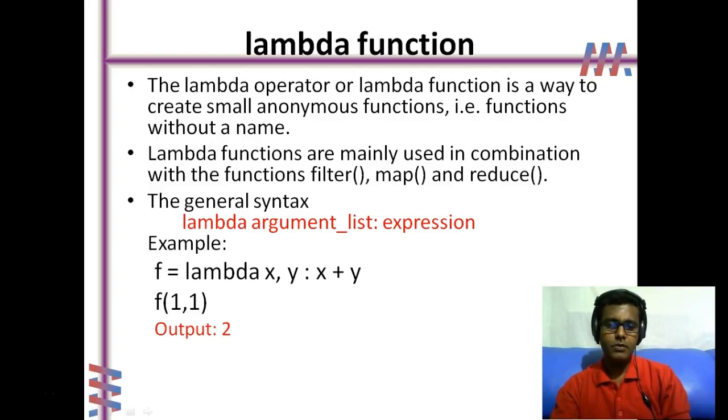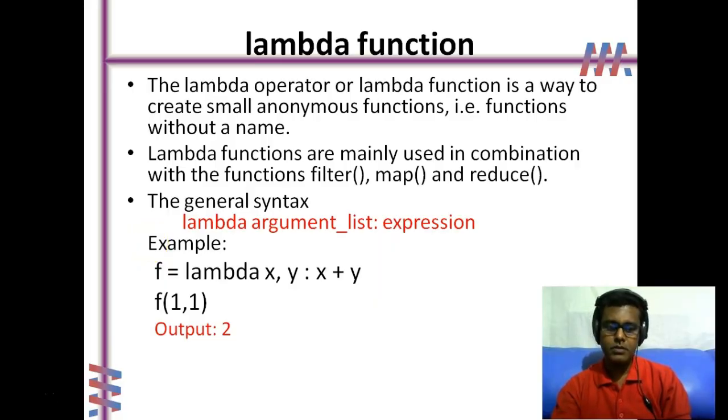Below is an example which shows you how to write a lambda function. Lambda x comma y is the arguments, colon, x plus y is an expression, or otherwise called the function definition. This function doesn't have any name, so it is just called a lambda function or lambda operator, and this lambda function is assigned to a variable called f.